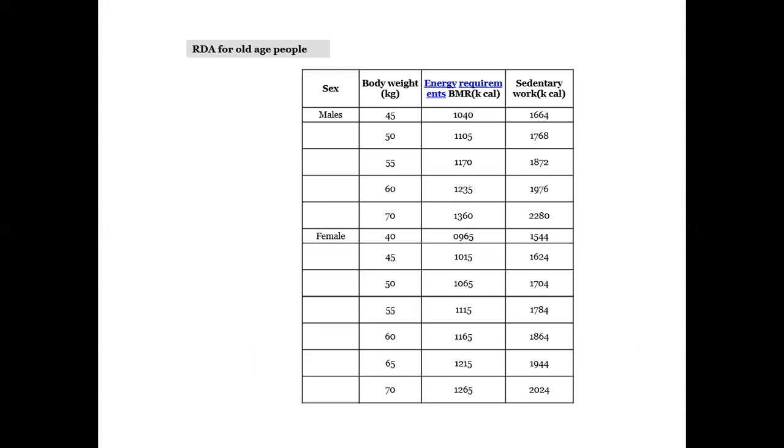So here you can see the energy content. Energy is as per the body weight of a person. For a person engaged in sedentary work, a male who is 45 kg needs to take at least 1664 kilocalories, and their basal metabolic rate is around 1040 only. So you need an extra 600, I mean 640 kilocalories to meet their physical activity needs.